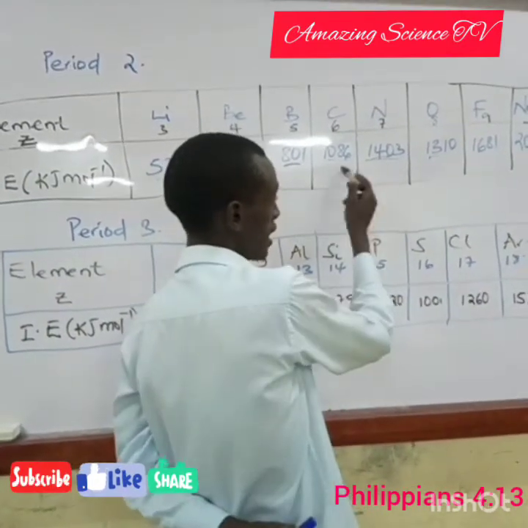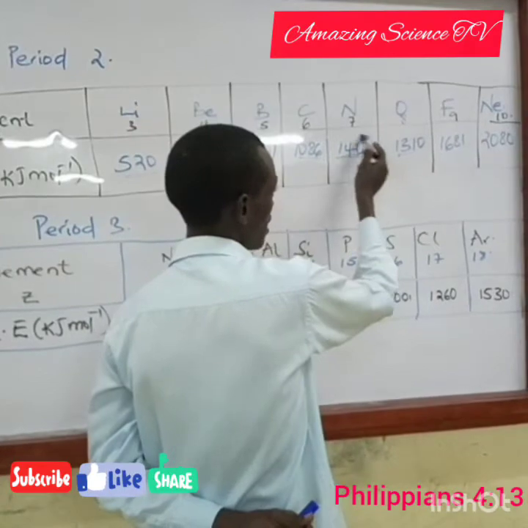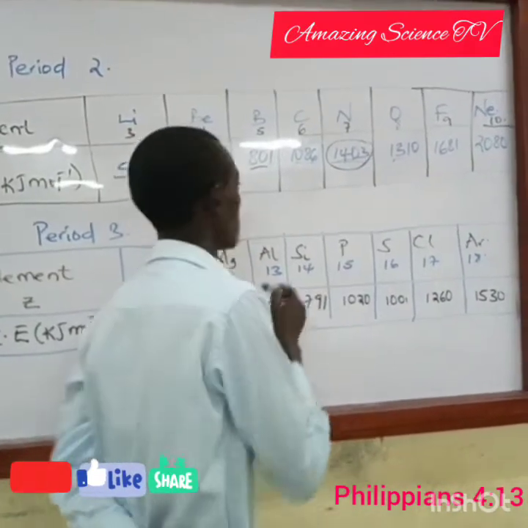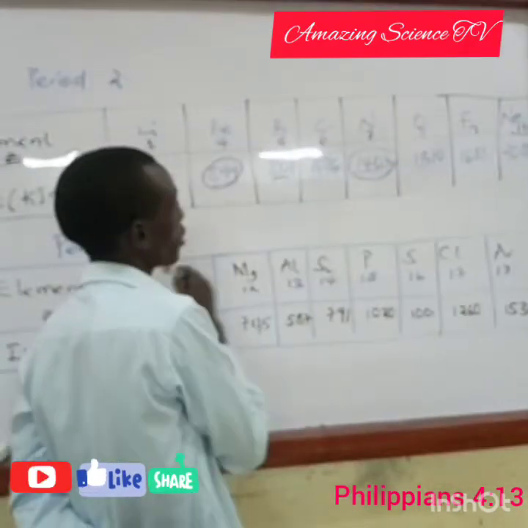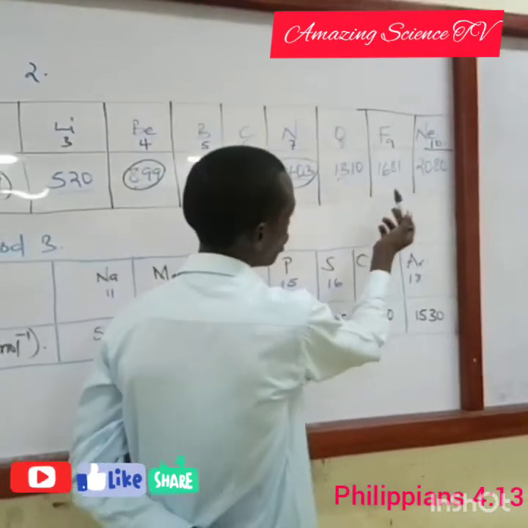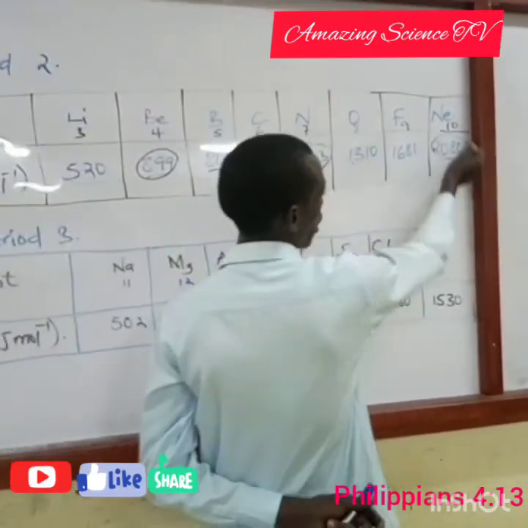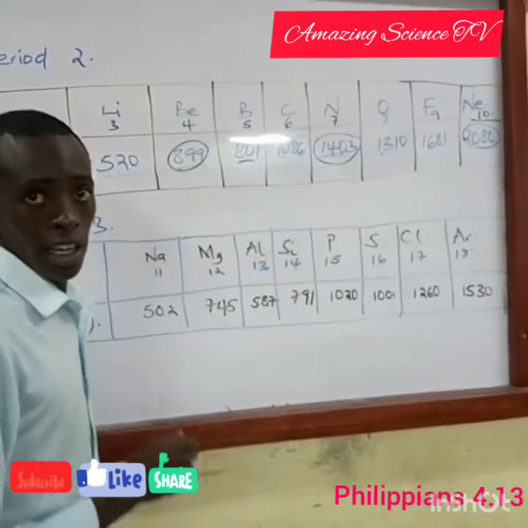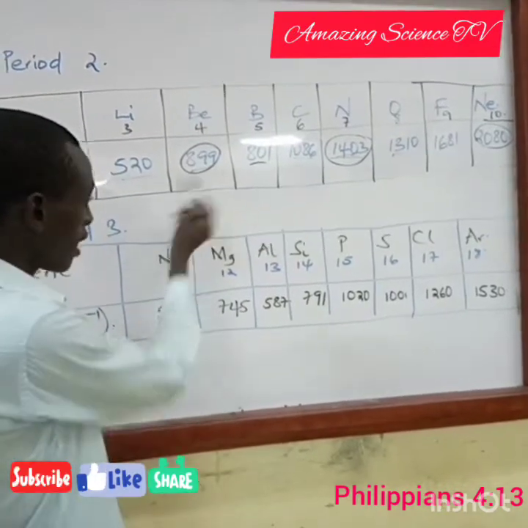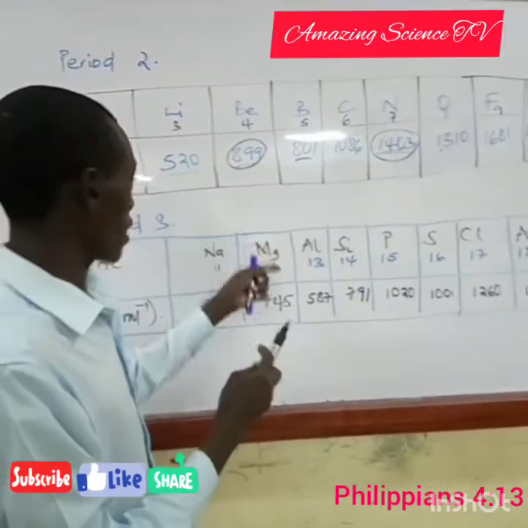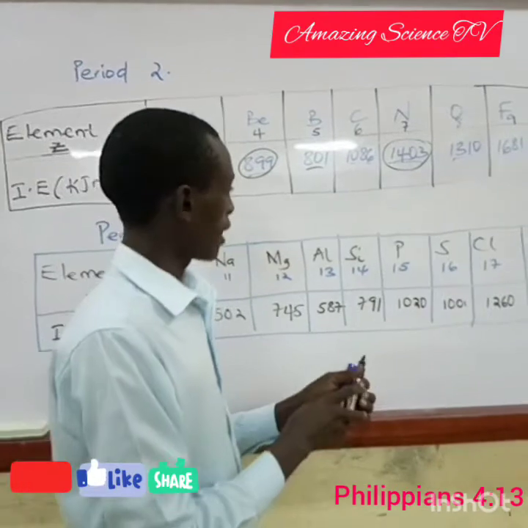The trend, yes, it is increasing, but we see this is an abnormal increase, and this is an abnormal increase. Then when you continue, you see that also neon, there is an abnormal increase. When you also check, I will first consider period 2. What could be the reason?